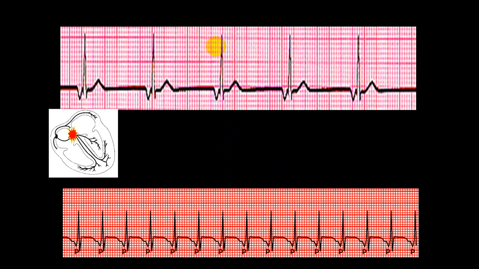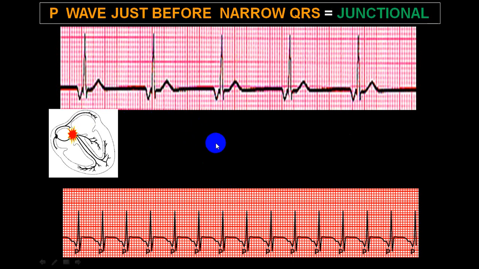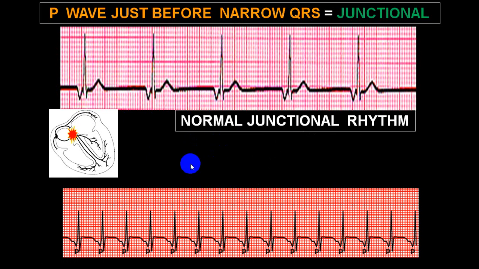And here, if you see, this is 30 small squares, so the rate is 50. So this is normal junctional rhythm, and the P wave is preceding the QRS complex. So this is normal, and this is junctional tachycardia.